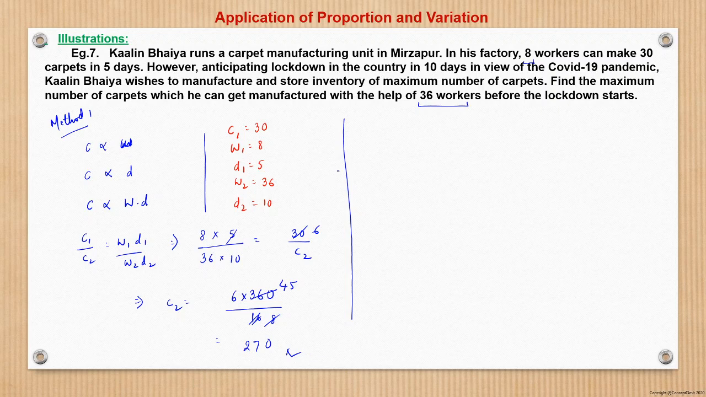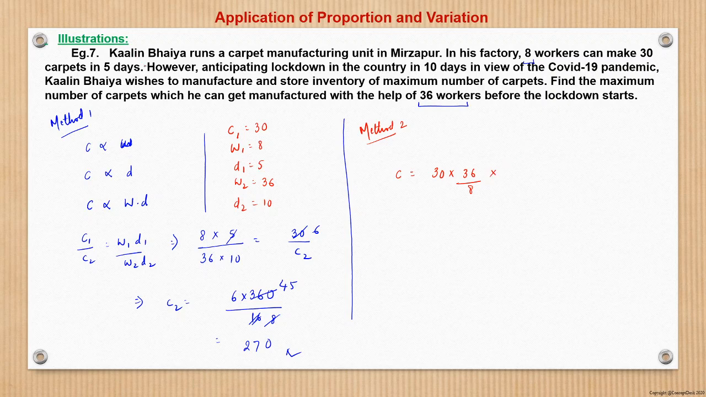Now let us use the chain rule method. In one stroke we can get the answer here. See, we have to find the number of carpets produced. What is the initial carpet produced? Initial carpet is 30. Now, the first factor is the number of workers. So more workers, more carpets can be produced. Direct proportionality. We are given more workers, so 36 by 8 will be the multiplier impact on the number of carpets which can be produced.